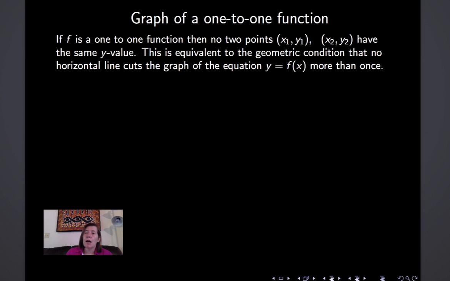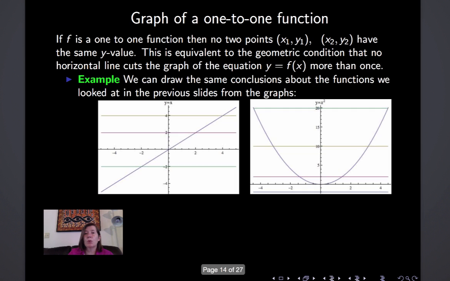A one-to-one function has this special algebraic property, and geometrically it has an analogous geometric property. Saying that a function is 1 to 1 is equivalent to the geometric condition that no y value appears in the graph twice, or no horizontal line cuts the graph of the equation y equals f of x more than once. Here I've sketched the graph of the two functions we've just looked at. Y equals x is on the left, and y equals x squared is on the right. I've also drawn some horizontal lines.